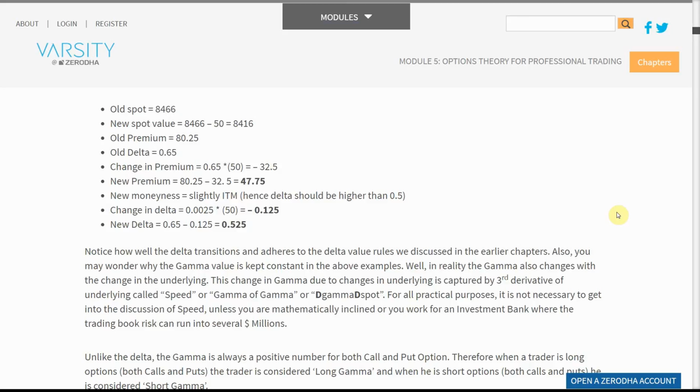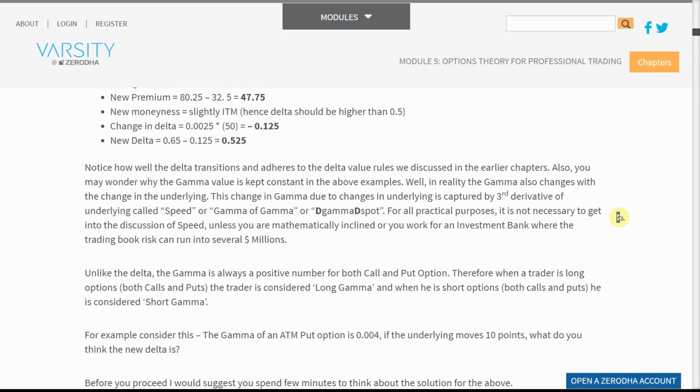New premium equals 80.25 minus 32.5 equals 47.75. New moneyness equals slightly ITM, hence delta should be higher than 0.5. Change in delta equals 0.0025 asterisk 50 equals 0.125. New delta equals 0.65 minus 0.125 equals 0.525. Notice how well the delta transitions and adheres to the delta value rules we discussed in the earlier chapters. Also, you may wonder why the gamma value is kept constant in the above examples.